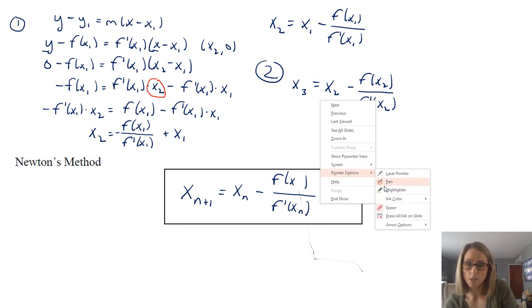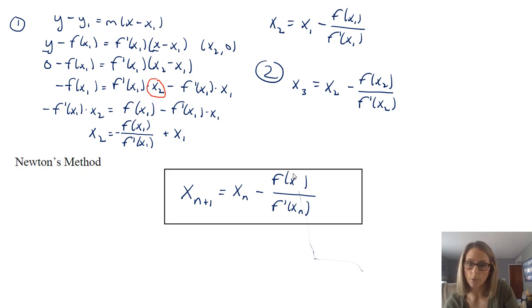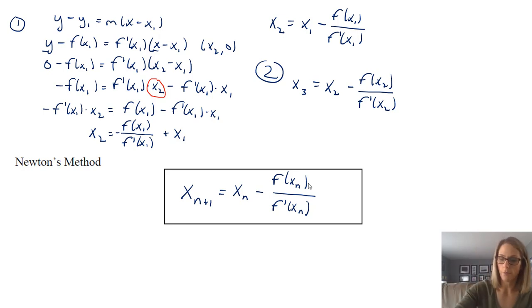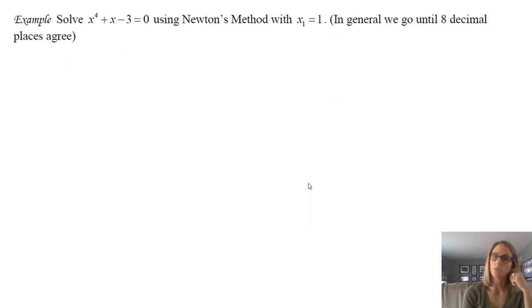So now all we have to do is use it. This is, again, a way to find any roots if you did not have them in an obvious way. All right, so let's take a look at an example, the example we have at the top of the page. Solve that using Newton's method with x sub 1 equals 1.